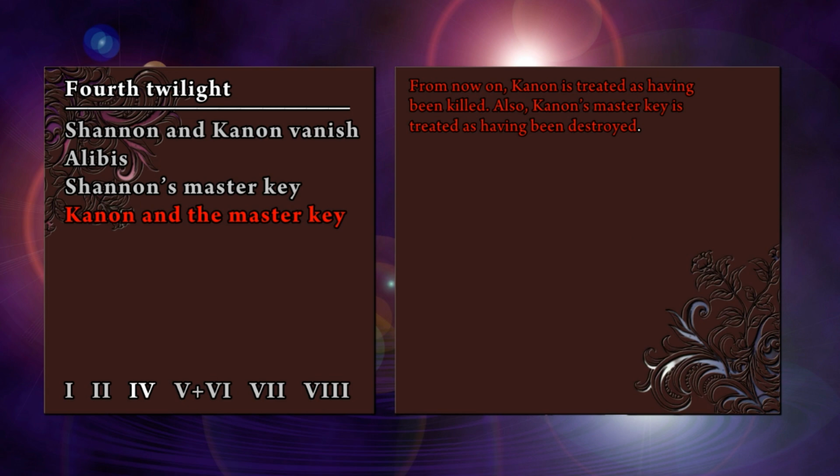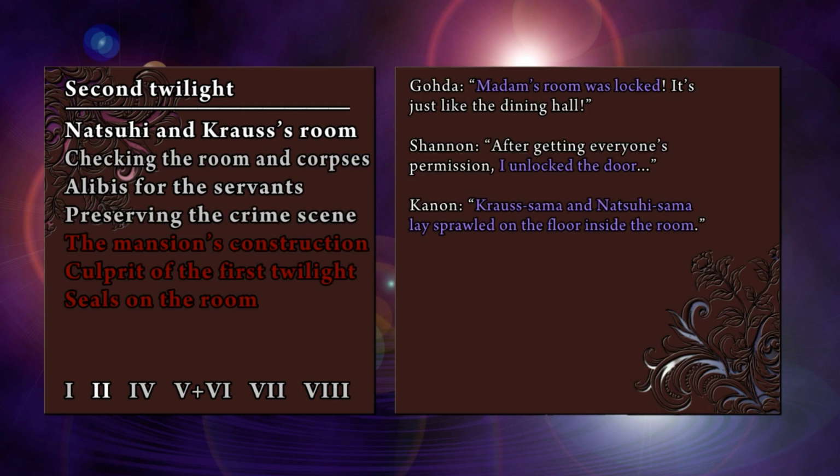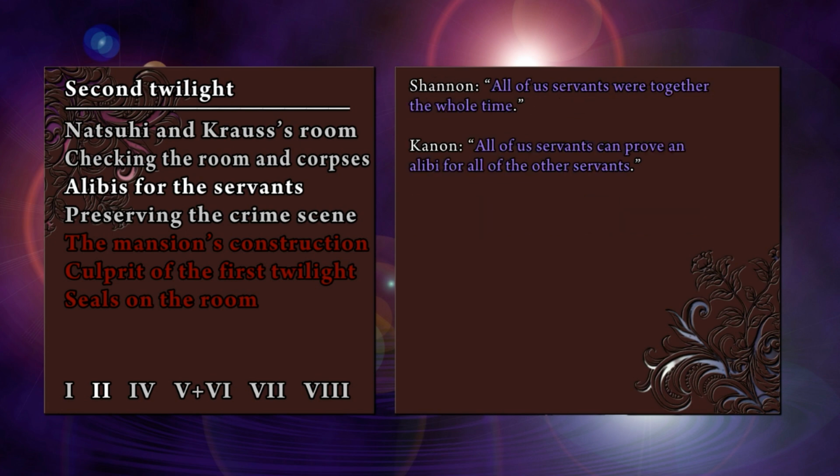Okay, Kanon innocent because of red. Fourth Twilight. So that means that what Kanon says about the alibi of the servants is true. All the servants can prove an alibi for all the other servants. At least for this particular Twilight, that is.